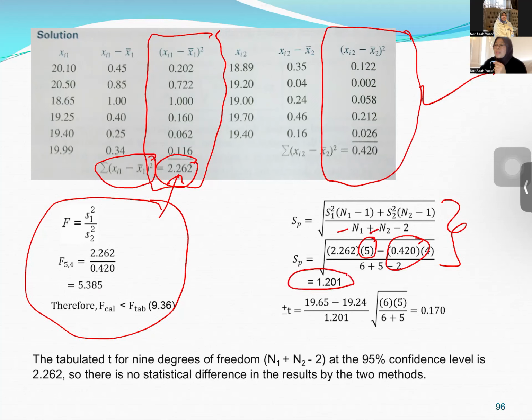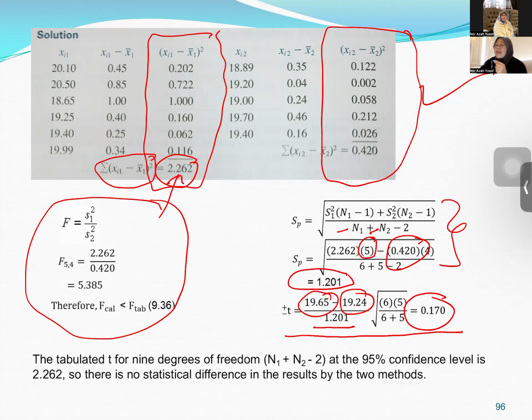Finally, we get the pooled standard deviation, and then we can put it inside the T formula. 19.65 is the average from set 1, and 19.24 is, I think, from set 2. Then you have Sp, the pooled standard deviation, and finally you get the T. We're not going to do this manually; we're going to do this by spreadsheet, please.